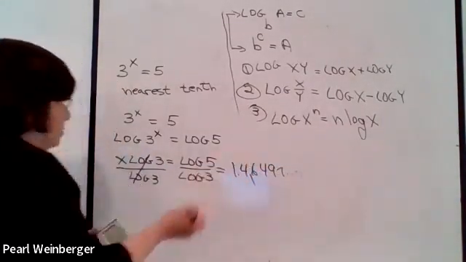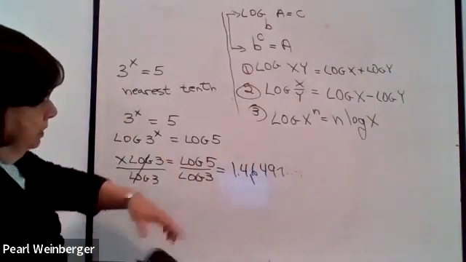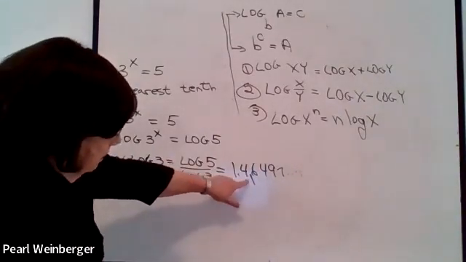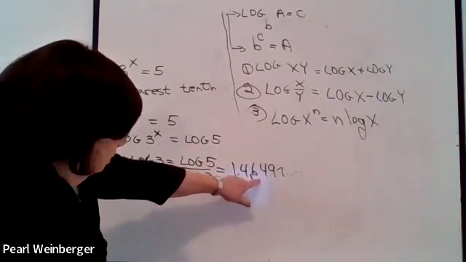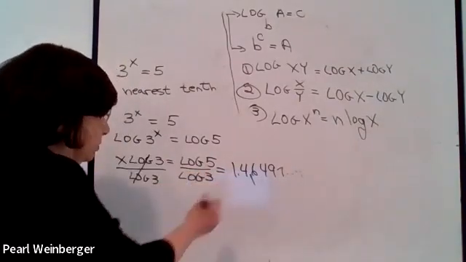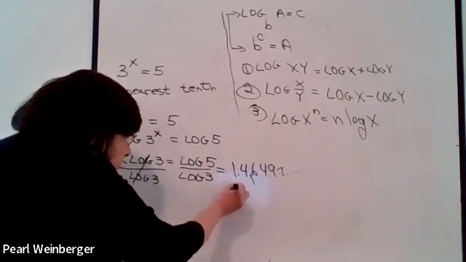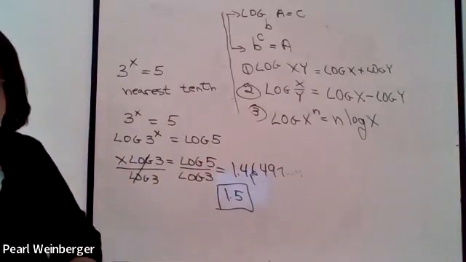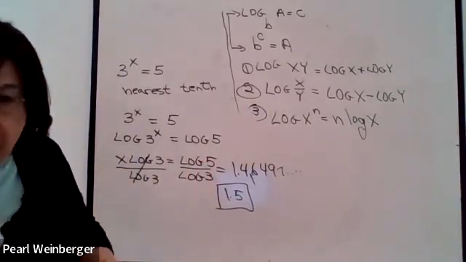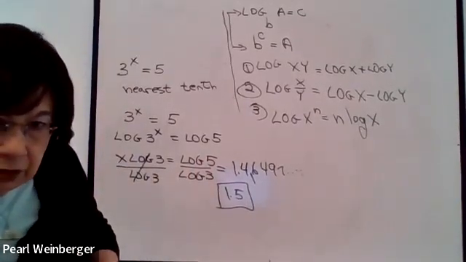I said I wanted it to the nearest tenth, which means I have to stop after the first place after the decimal. The next number is a 6, so I make this 1.5, which is the answer I've gotten. A bunch of people came up with that answer, and that is completely correct. Excellent.